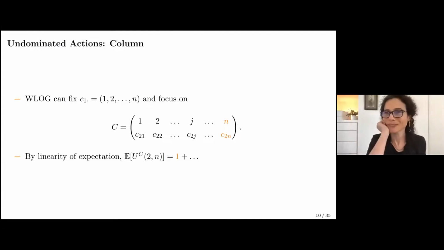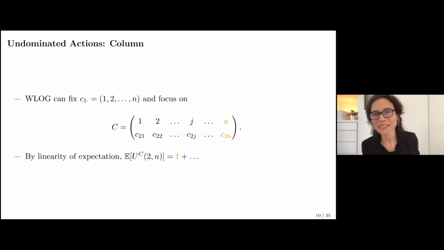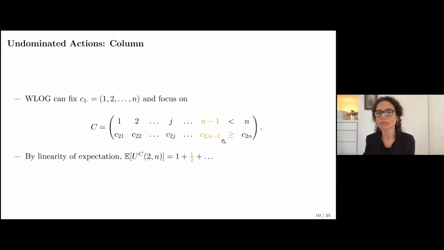Now, the first thing to note is that we can already calculate the expectation of the undominated actions. And the way to do this, because of linearity of expectations, is basically to just sum up the probability that each action is undominated. So notice that the rightmost action, because we have the highest number in the top row, is for sure undominated, right? So it's undominated with probability 1. Now, the action right to the left of it is going to be undominated if and only if C2,n-1, this element, is greater than C2,n. That again happens with probability 1/2.